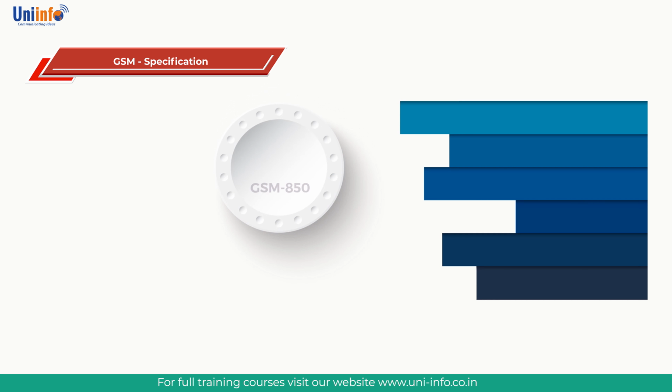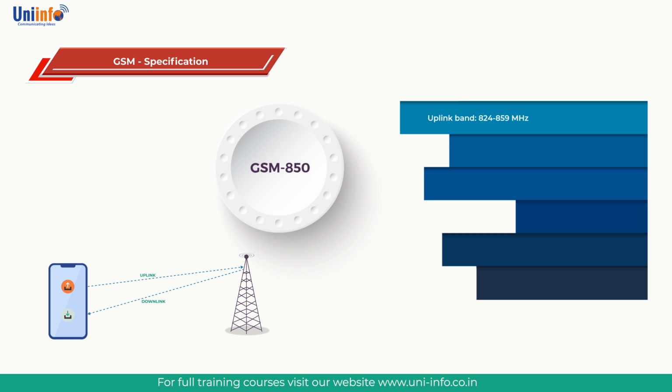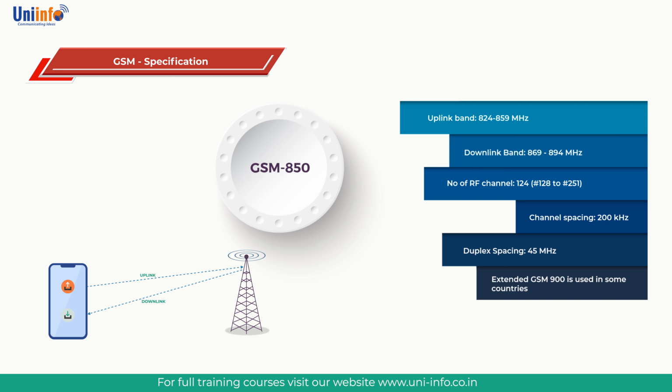Let's learn the GSM 850 specifications. Uplink band 824 to 849 megahertz. Downlink band 869 to 894 megahertz. Number of RF channels 124. Channel spacing is 200 kilohertz. Duplex spacing is 45 megahertz. Extended GSM 900 is used in some countries.